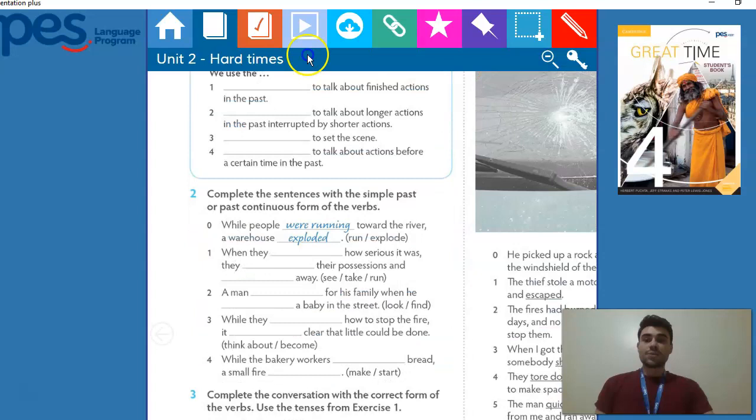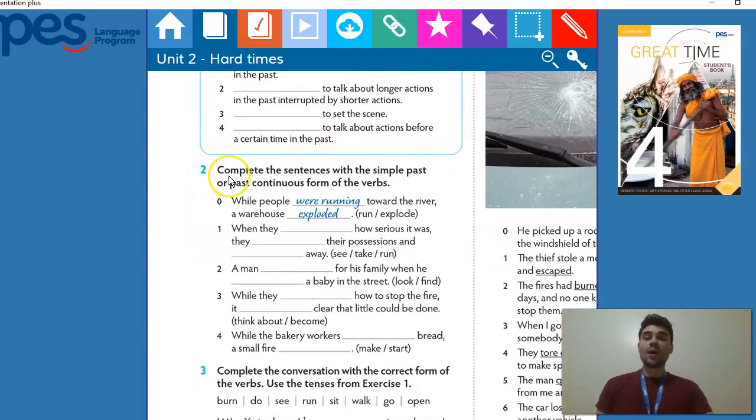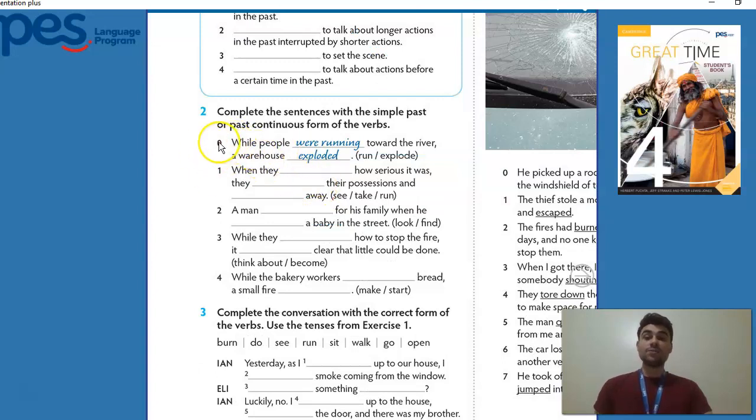So let's do the next exercise. Let's see exercise number 2. You have to complete the sentences with the simple past or past continuous form of the verbs. So very important here, guys, just 2 options. Either the simple past or the past continuous. We are not going to use the past perfect, right? So let's check the first example here. Sentence 0, right? So while people were running toward the river, right?